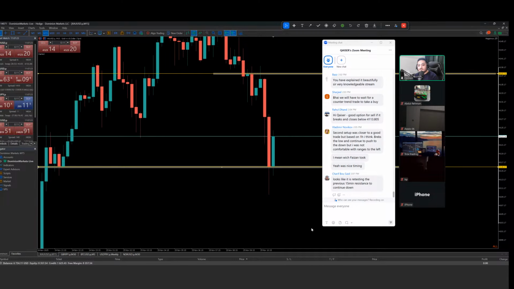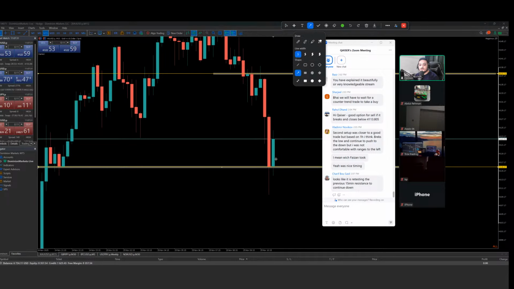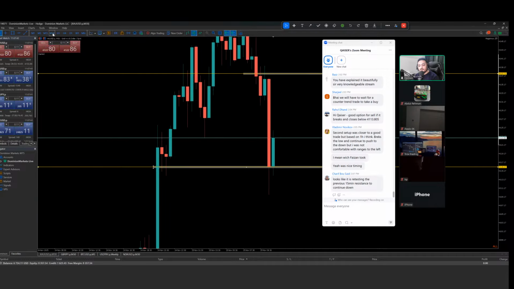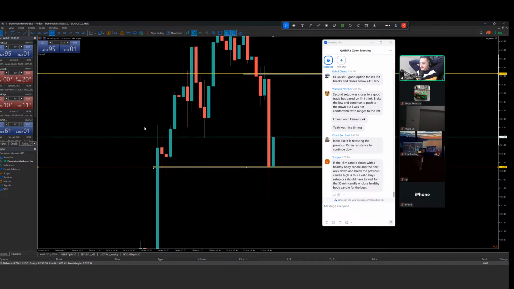Looks like it is retesting the previous M15 resistance to continue down. Previous M15 resistance. Where? This one? Oh, yeah, this one. Yeah, if this is continuously pushing upside, create some strong resistance here, it could be continuously pushing downside. But right now, I don't know why, but still I'm looking for the buys. Actually, my gut feeling is telling me that it might be continuously pushing upside. Might be.